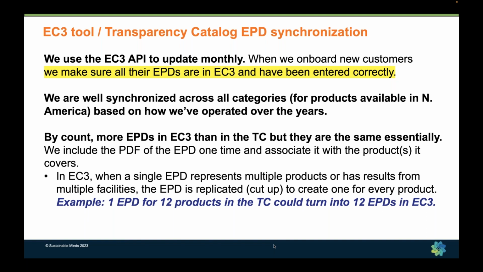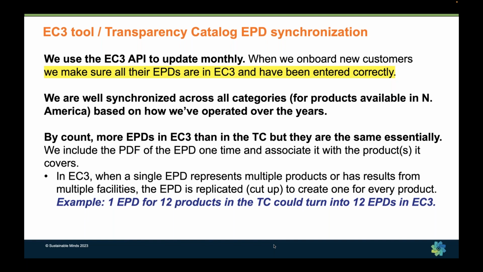We use the EC3 API to update monthly, as I mentioned. And another thing that Sustainable Minds does is we work with manufacturers who have subscriptions in the Transparency Catalog to make sure that all of their EPDs are in the EC3 tool and have been entered correctly and accurately.